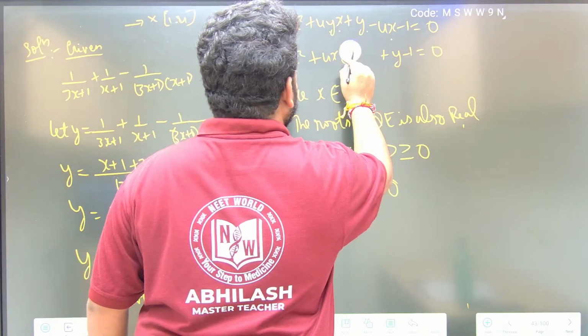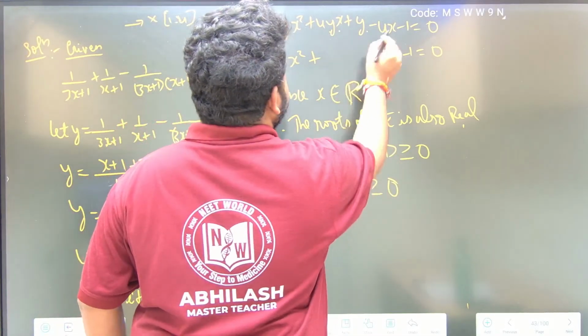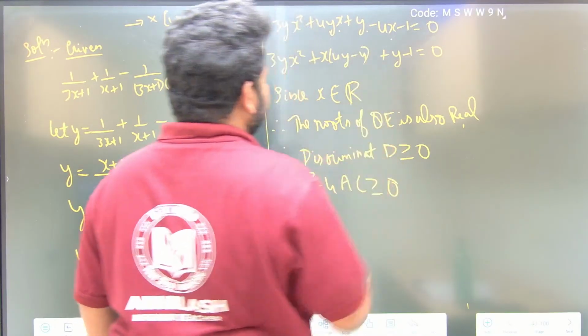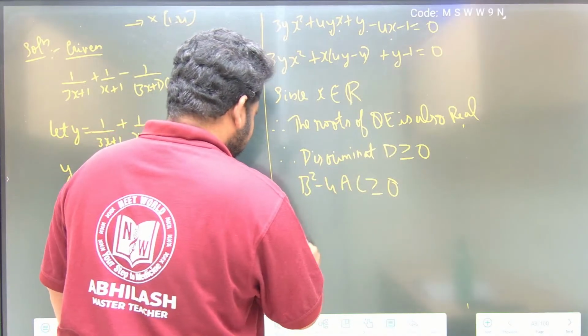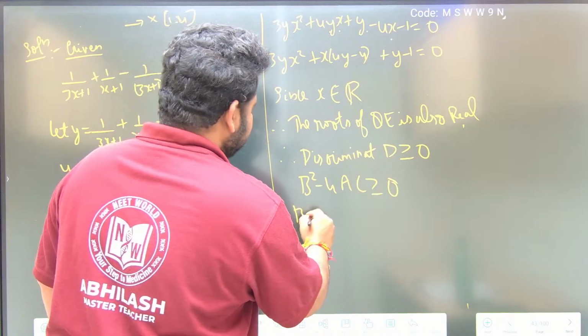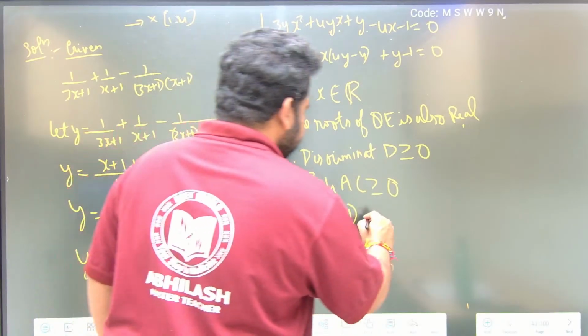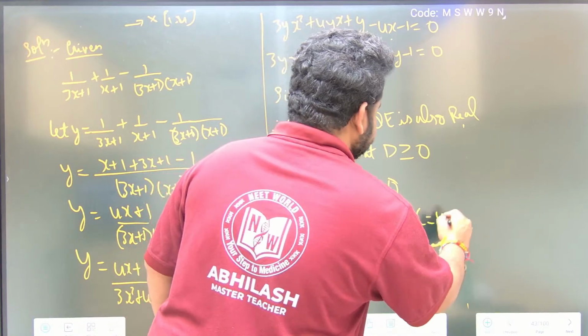So what we can do here? X we should take common. X if I take common, this will become 4y minus 4 plus y minus 1. So b square minus 4ac is greater than 0. This is perfectly fine. So what I can write here? B will be equal to 4y minus 4, I can take 4 common. A will be equal to 3y and c will be equal to y minus 1.